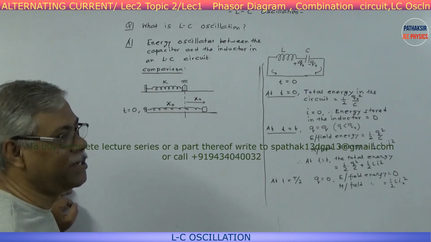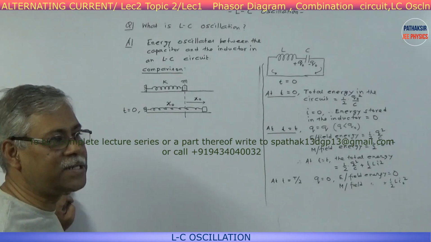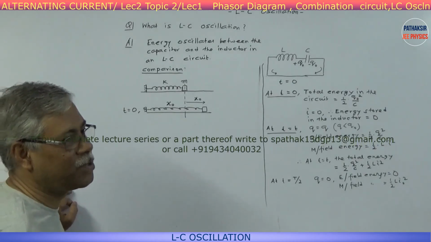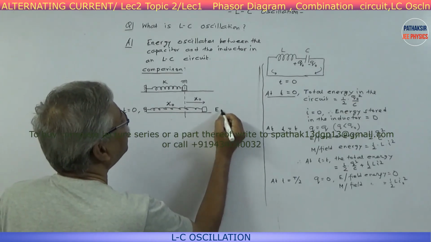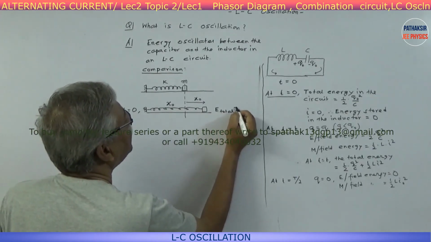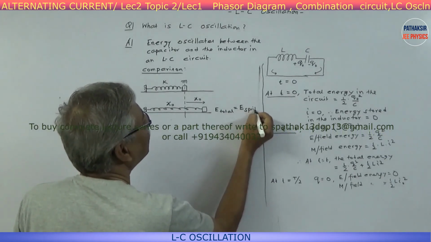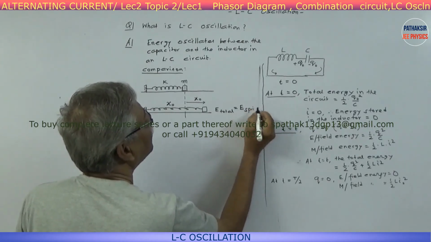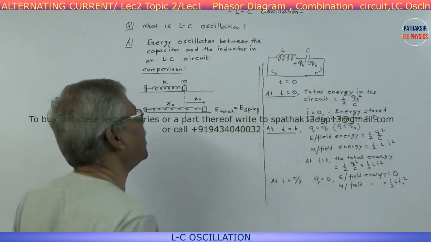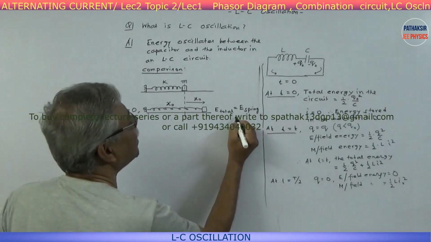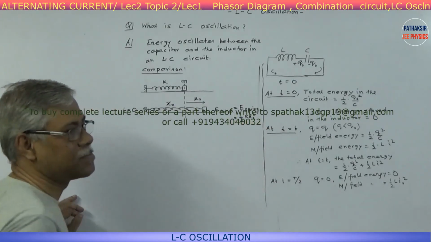So entire energy is present in the spring in the form of elastic potential energy. So at t equal to 0, the energy is in which form? Total energy equals energy present in the spring, only elastic potential energy, half k x naught square.